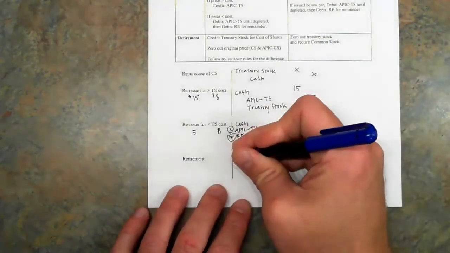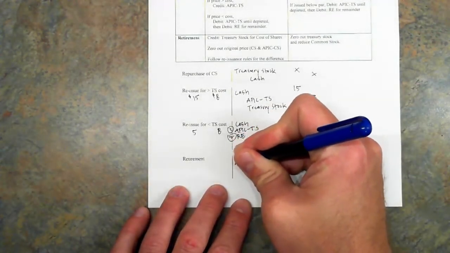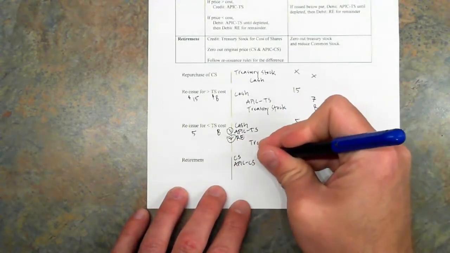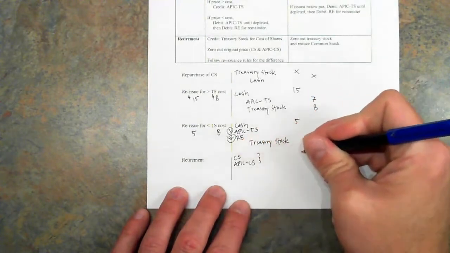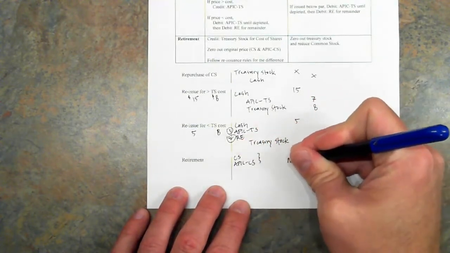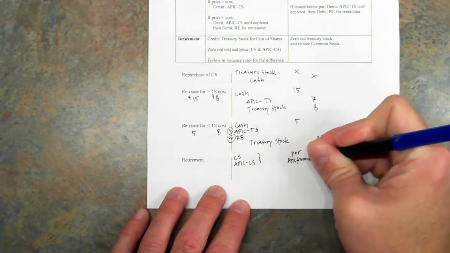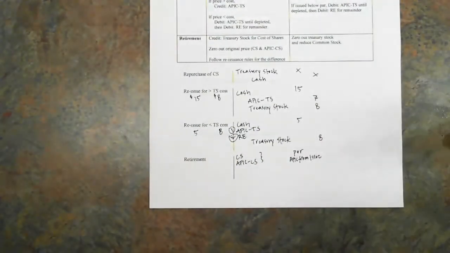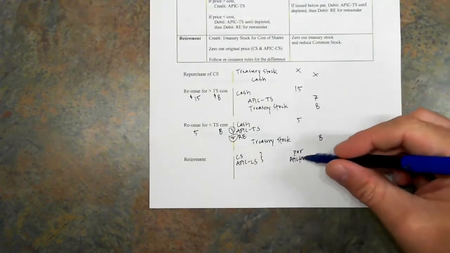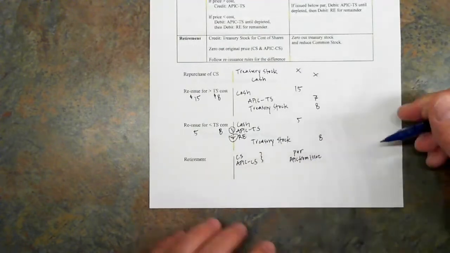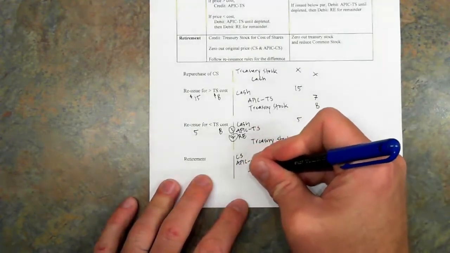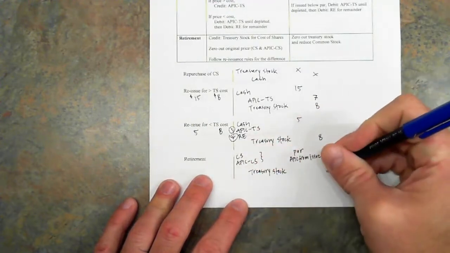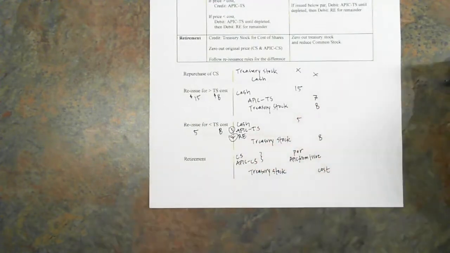From a retirement, we debit common stock. We debit APIC common stock. These are both at the original issue price. Well, obviously this at par, and then the APIC from issue. So if it was $9 of excess per share at the issue, then that's what we debit there in accordance with retiring that stock. We credit treasury stock, and then whatever that was at cost.